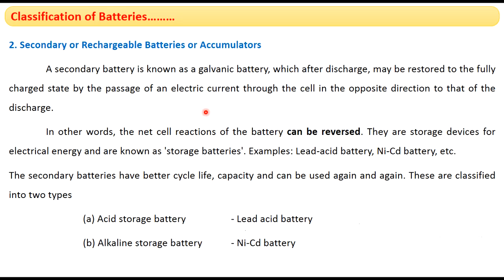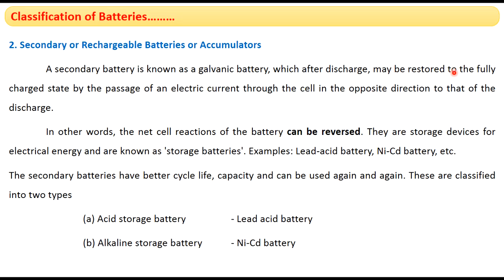The second type of batteries are secondary batteries. They are also called rechargeable batteries, accumulators, and storage cells. Several names are there for the secondary batteries. They are also called galvanic batteries.